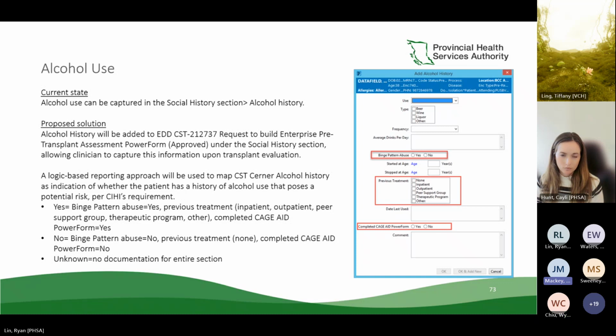Speaking for the program, we do chart as much as we can, but a lot of it is narrative, but we just have to be more conscious of collecting those. Sorry, I couldn't quite hear you there, but I think I caught it's perhaps documented more in the narrative, and there's something to be more careful about. Yeah, so we do enter use, but I can't say for myself I've checked off binge pattern abuse or the previous treatments or completed the cage aid. So we just have to be more conscious of filling that out.